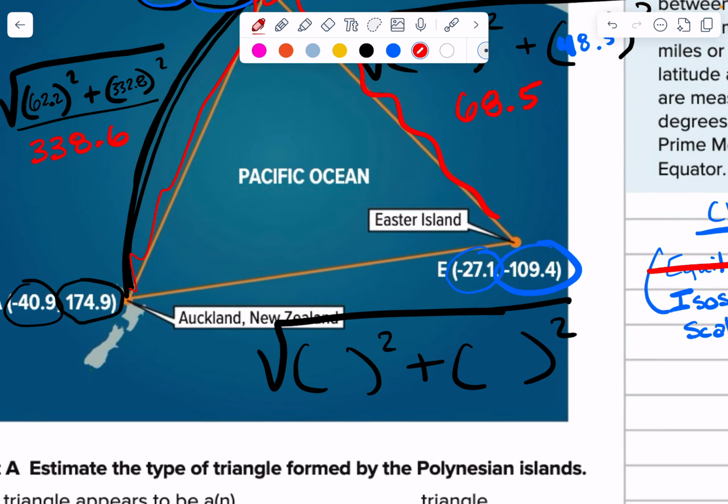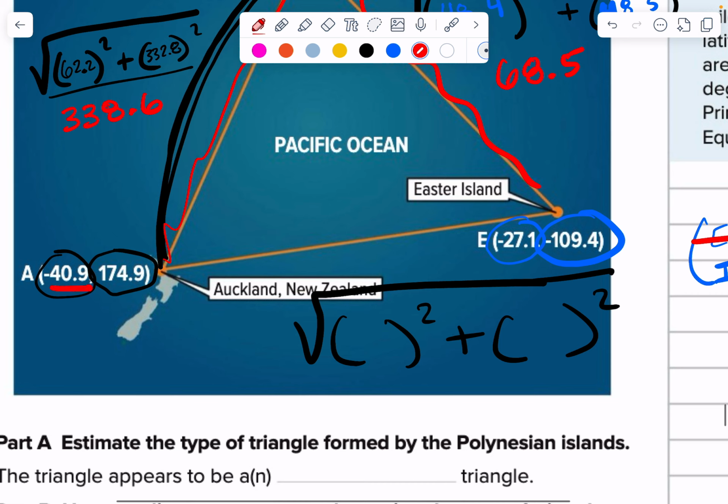Okay. Let's figure out my third side. So I've got 40.9 and negative 40.9 and negative 27.1. So how far apart are those two negative numbers? 40.9 minus 27.1. And I got 13.8. And then I want to know the distance between 174.9 and 109.4. And that is 284.3. I'm just going to check it because I don't trust my math right now.